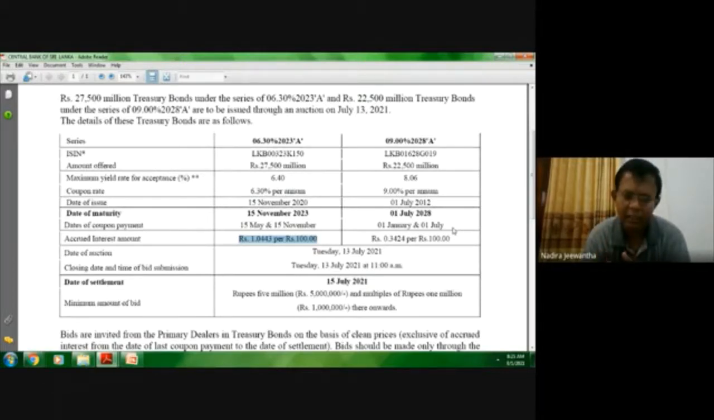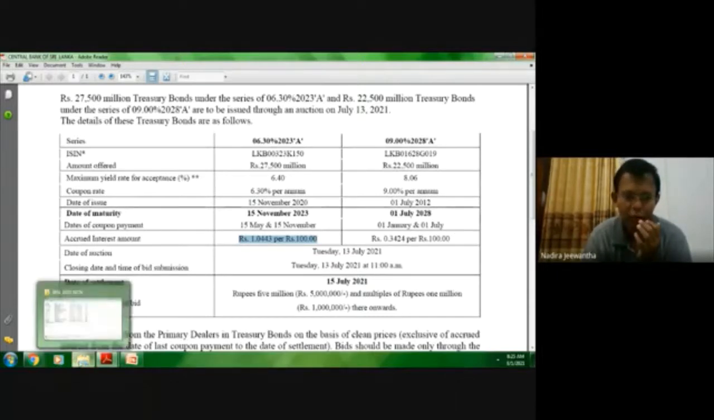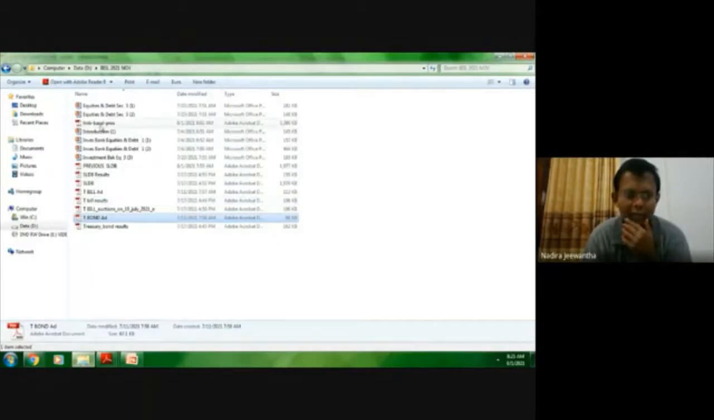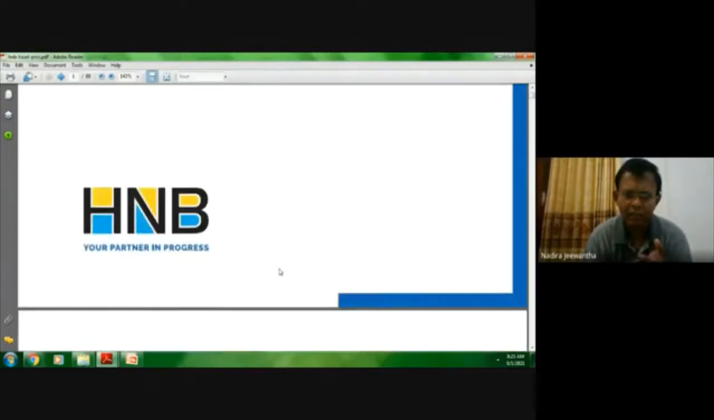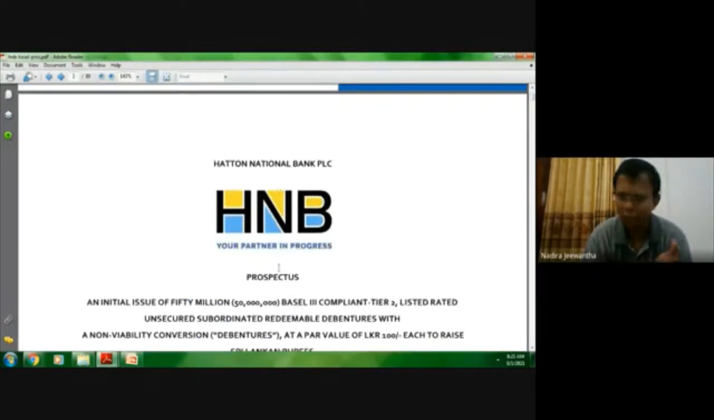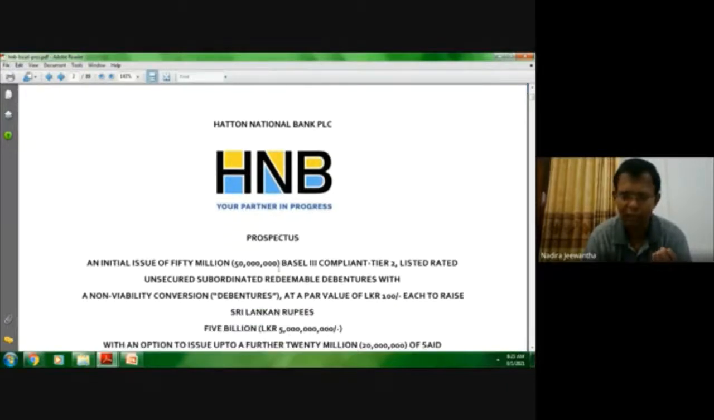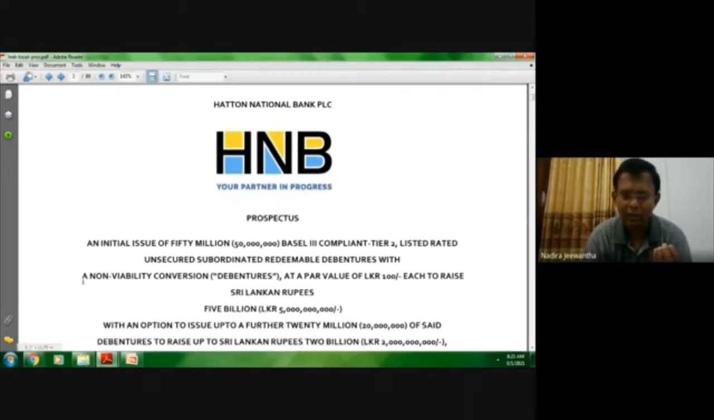Let me give an example. If you take your bank debenture, every bank issues debentures. Now I'll show it to you. I have the latest HNB. This is the HNB debenture issue. Why do I take a debenture? Debentures and government treasury bonds are almost similar feature-wise, right? Now see this. This is the HNB prospectus. Now you know what a prospectus is, right? Now see only this one.